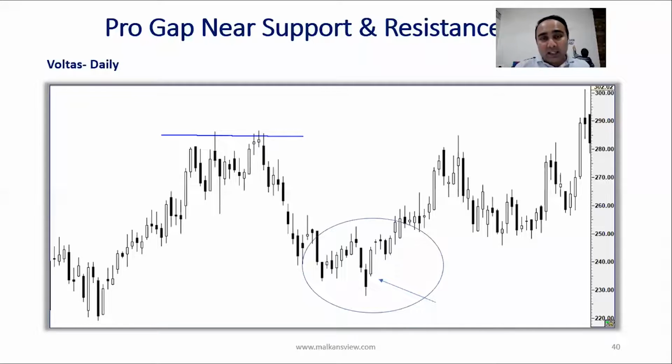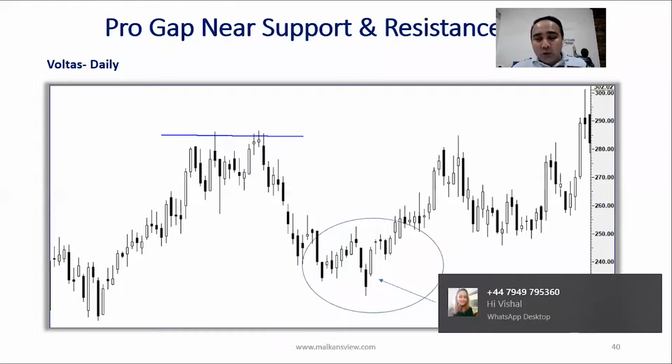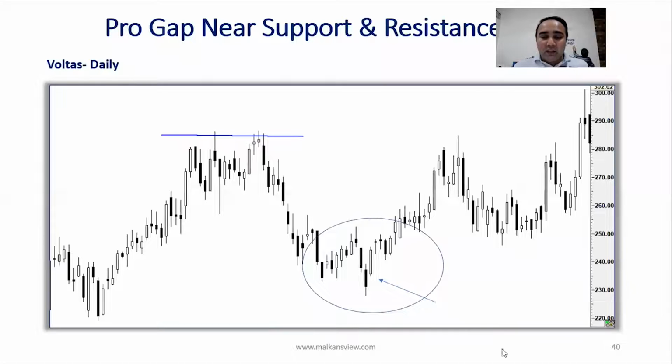Usually we are expecting the market to open lower. It was closing below the support and still it gapped up next day. That means there is action by the professionals and the retailers are trapped. And that's where this is very, very high. All right, so this is the Pro Gap where I want to take action.